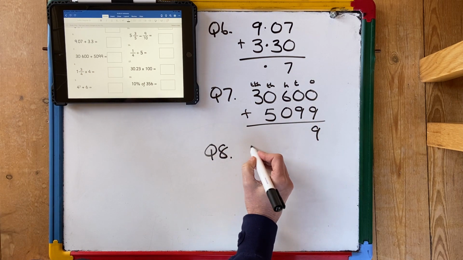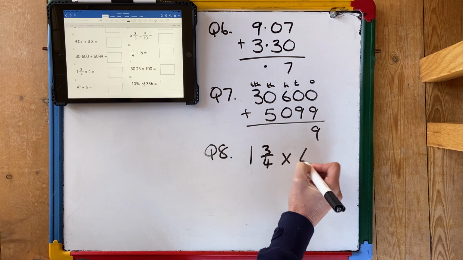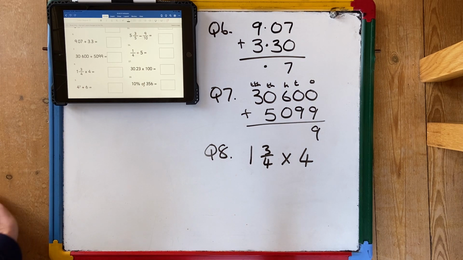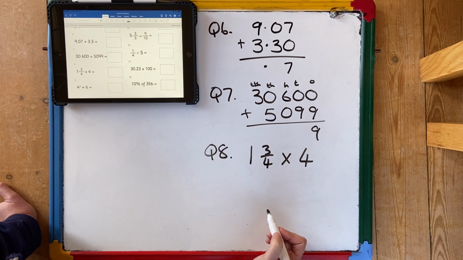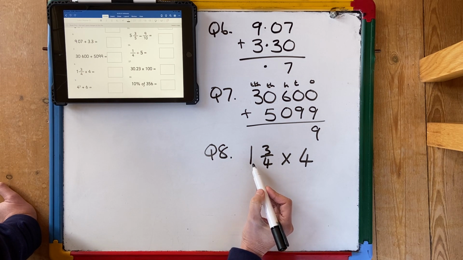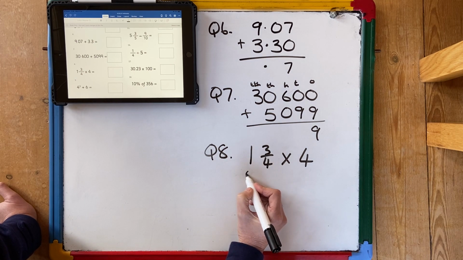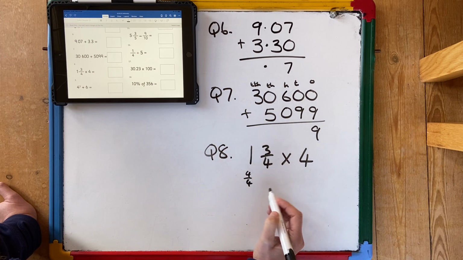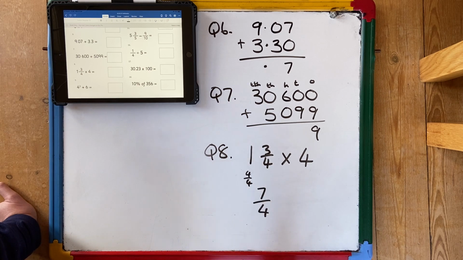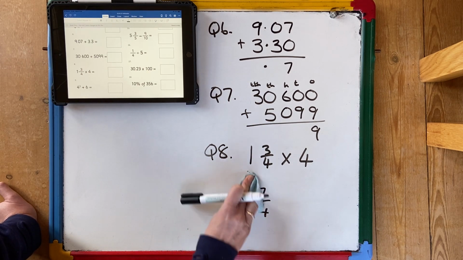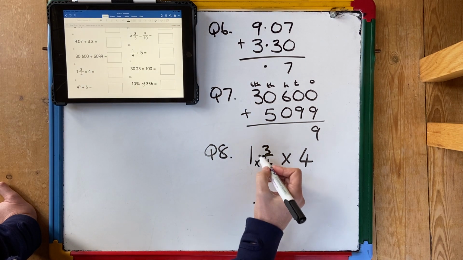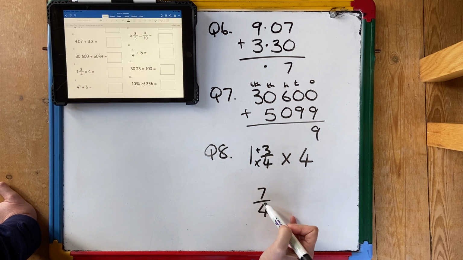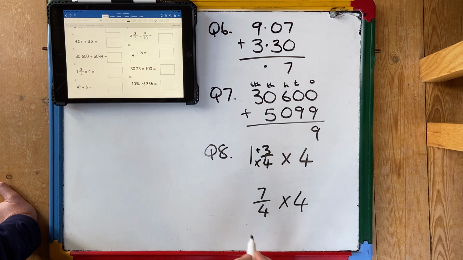Question 8, 1 3/4 multiplied by 4. 1 3/4 is a mixed number, so we have to make sure that we convert it into an improper fraction. So that whole one is 4/4. Add the 3/4. So 1 3/4 is 7/4. Some of you at school prefer to do it like this. You multiply the denominator, add the numerator. So 1 times 4 is 4, add the 3 is 7, so it's 7/4 times 4.